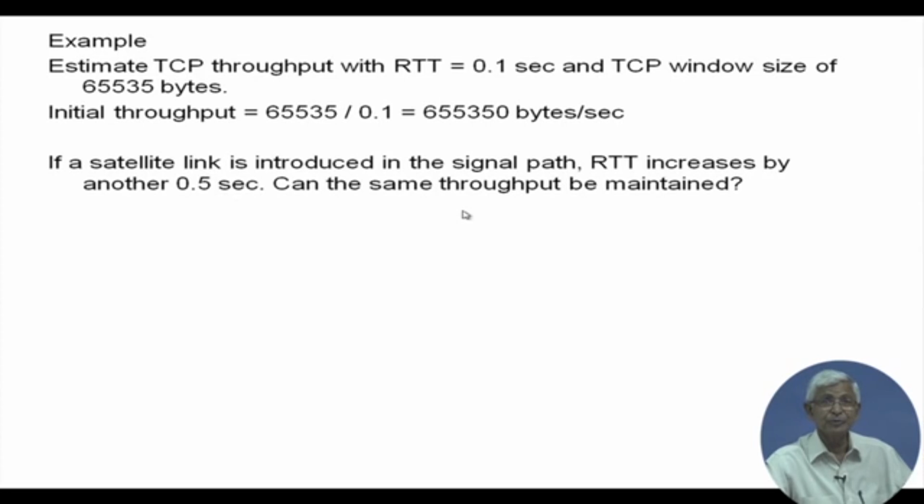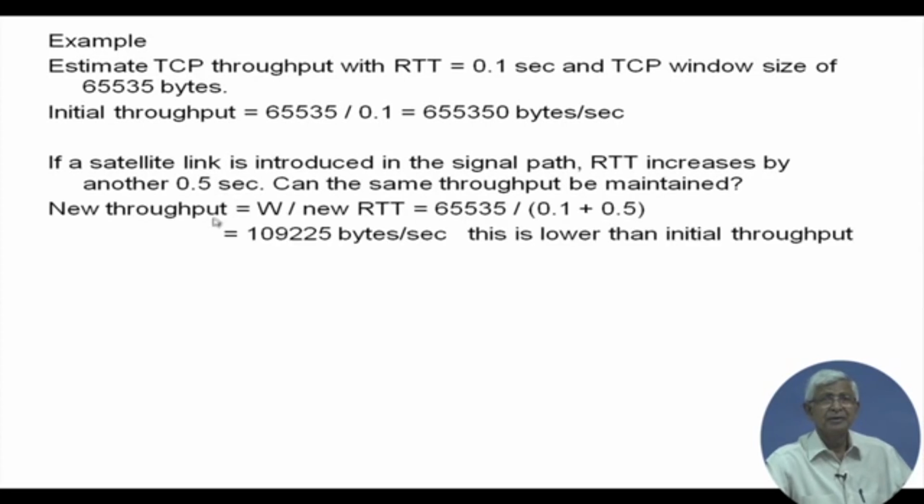Can the same throughput be maintained? No. New throughput will be W by the new RTT. Since the RTT has increased, it will decrease. So, the initial value was 655,350 bytes per second. Now, it will be 109,225 bytes per second. This is lower than the initial throughput. So, what is to be done?